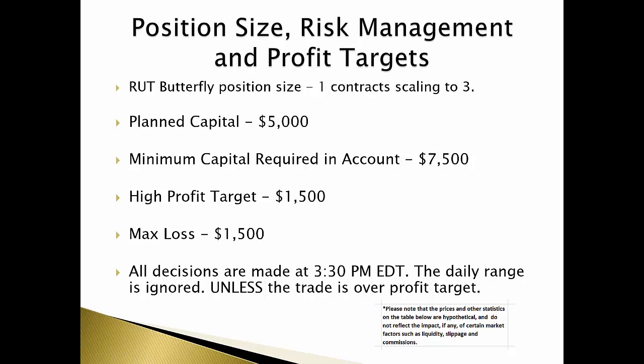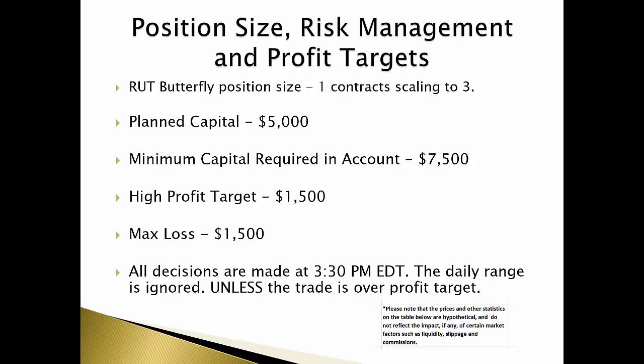So before we go over any examples, I'm going to look at our risk plan. The trades we're going to be looking at today are $5,000 planned capital trades. It's really the minimum size you can do this with. If you're going to do this, you should have capital in your account of $7,500. And the reason is sometimes this trade goes over our planned capital numbers. Now there are ways to keep the trade within planned capital numbers, but that's a little bit more advanced, and we're just trying to keep things simple here.